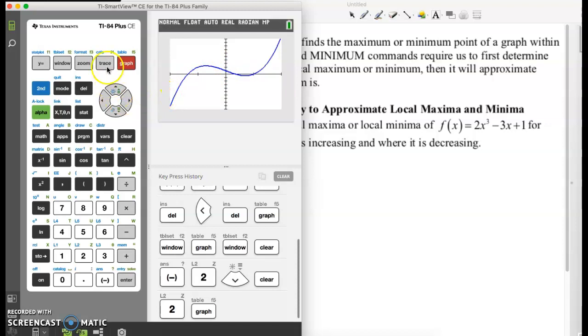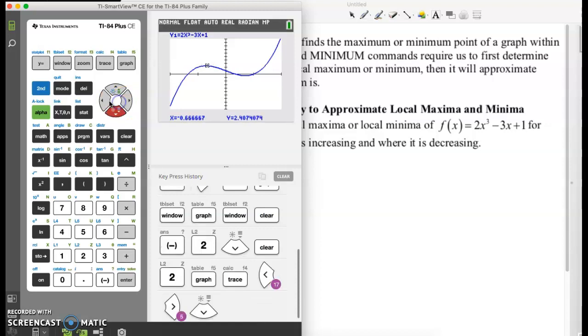How do we do that? Well, let's go through two ways. One way is actually not going to be very accurate. This is what I would not recommend you doing. Many students might want to push trace and just go along the graph and try to figure out where the maximum is going to be. And it's kind of hard to figure that out if you're just going left and right. You're not going to find that exact value.